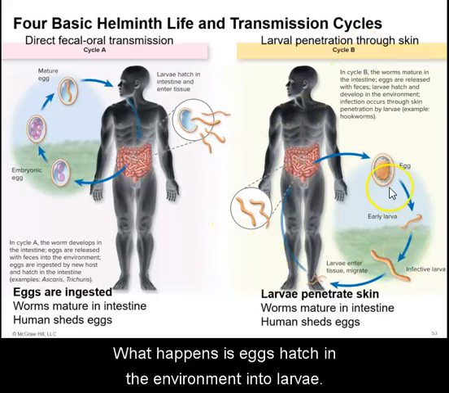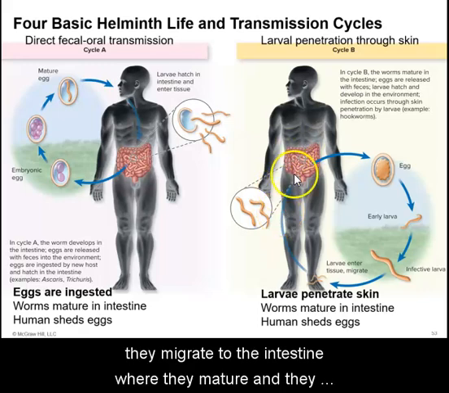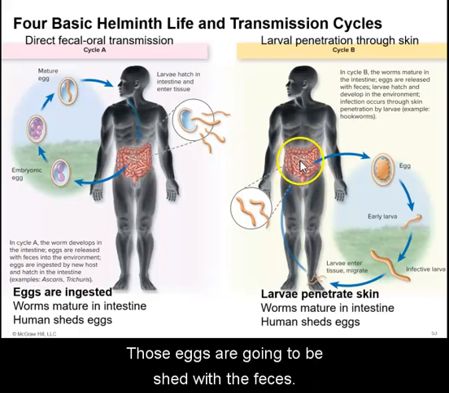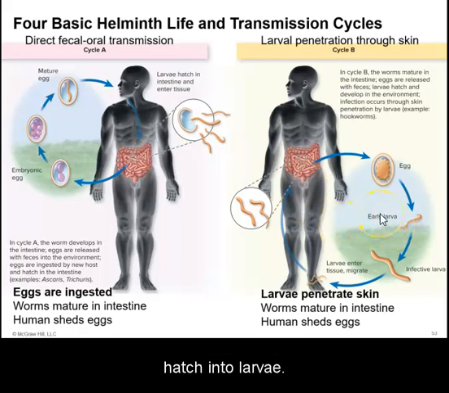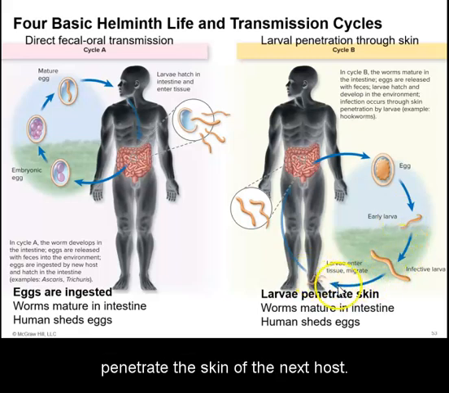In cycle B, transmission is through larval penetration of the skin. Eggs hatch in the environment into larvae. The larvae penetrate the skin of the host and migrate to the intestine, where they mature, mate, and produce eggs. Those eggs are shed with the feces and end up in the environment where they hatch into larvae. The larvae develop, and then they're ready to penetrate the skin of the next host. The example here would be hookworms.